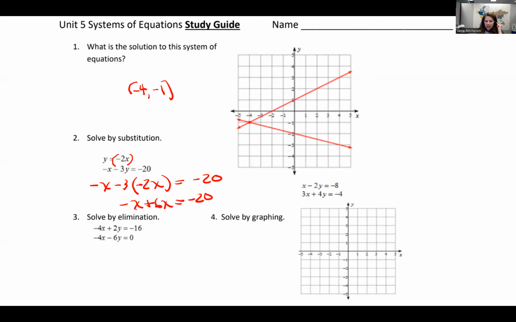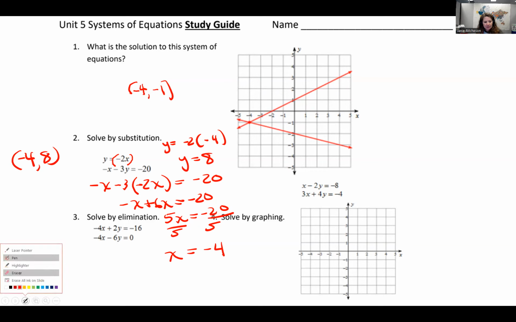Now we can combine these two like terms. So -1x plus 6x is 5x, which is equal to -20. I'm going to divide both sides by 5, and x is equal to -4. To get y, I'm going to plug in -4 for x. I can do that in the first equation. So y is equal to -2 times -4, which is 8. So my solution is the ordered pair (-4, 8) for number 2.